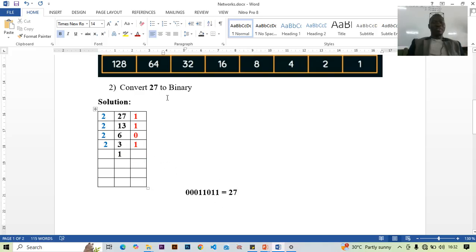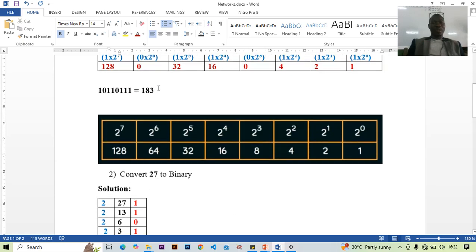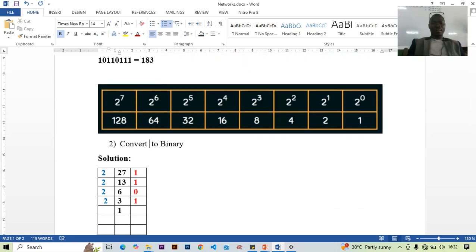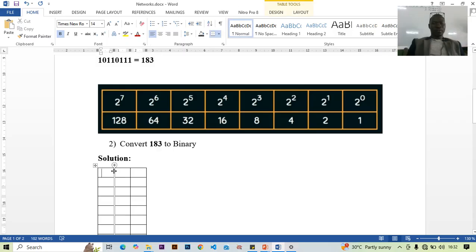Maybe we can as well repeat what we have just done here, which was 183. Let me see, 183. So what will this give us? I don't know whether it will give us the same value. Let me see. So we're having 183 right here. So we say 183 divided by 2, we get 91.